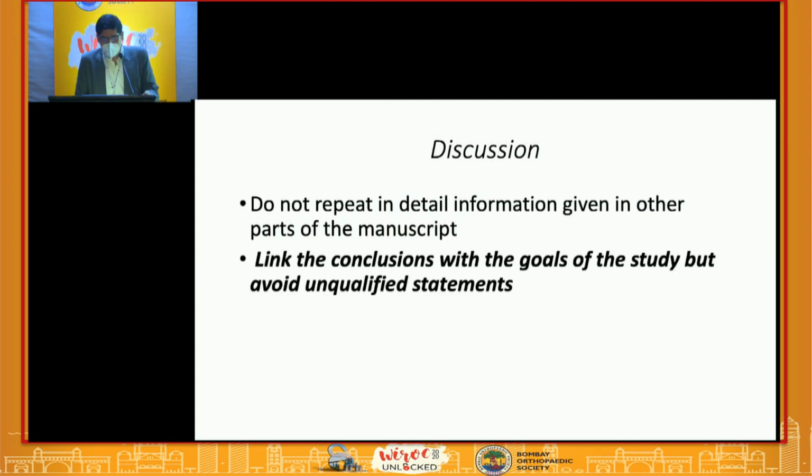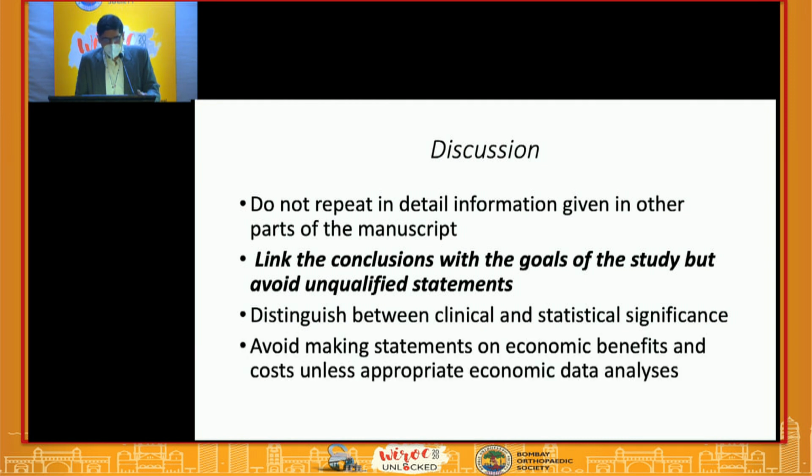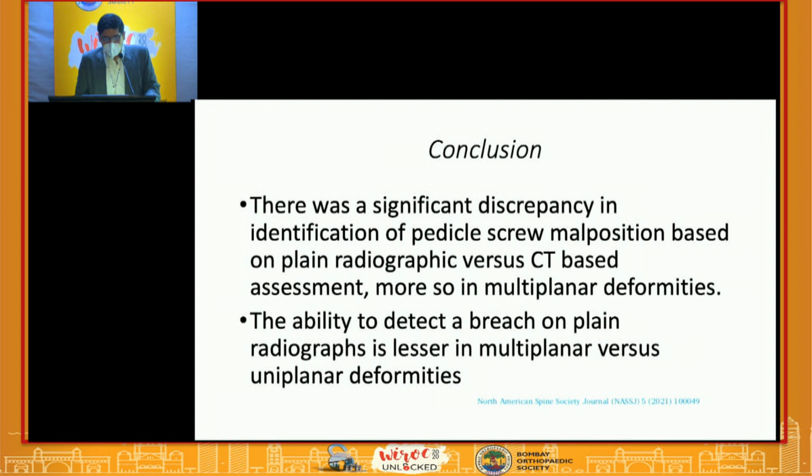The conclusions have to be linked to the goals of the study, and you should have no unqualified statements. You distinguish between clinical and statistical significance. Avoid making statements on economic benefits unless you've done an analysis. The conclusion in this case was that there was a discrepancy between the identification of pedicle screw breach on X-rays versus CT, and the ability to detect a breach on plain radiographs is lesser in multiplanar deformities. This is what we proved from this study.